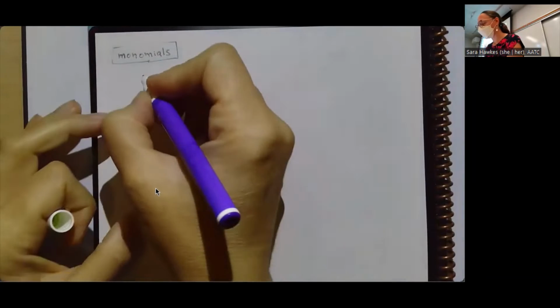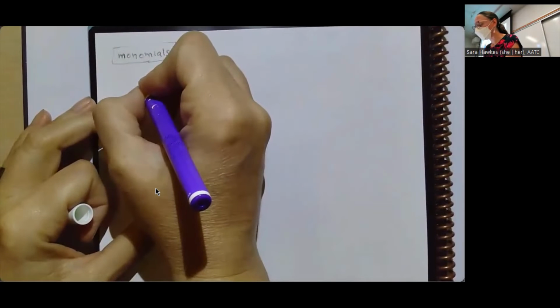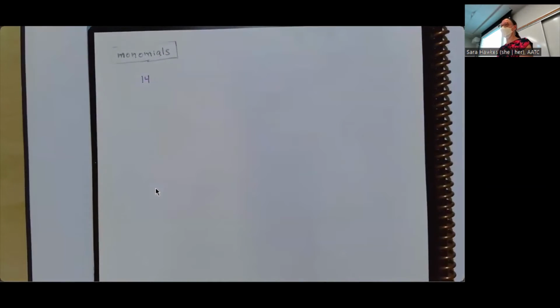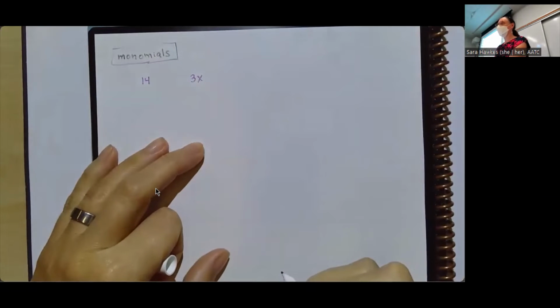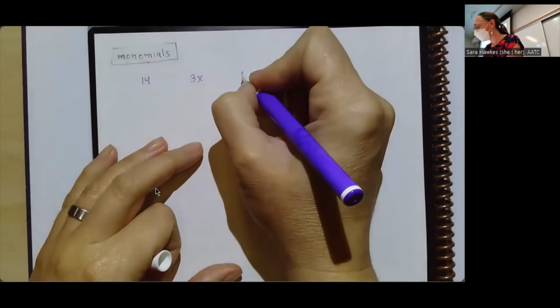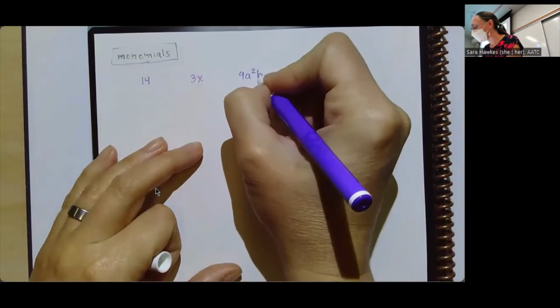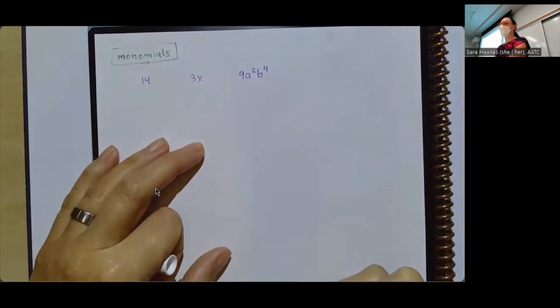Beginning of chapter 4 is all about monomials. And a monomial is any collection of numbers and variables that are multiplied together in a single piece. So here are some examples of monomials. Technically, just a number is a monomial. If I have a number times a variable, that's a monomial. If I had 9a squared times b to the 4th, that is also a monomial.